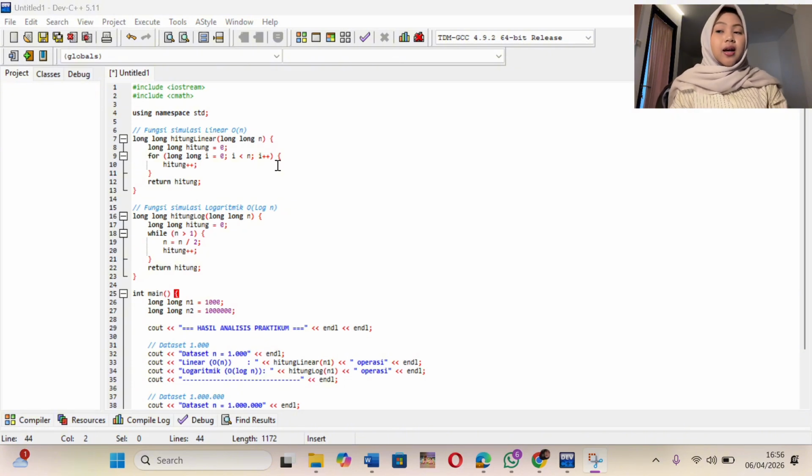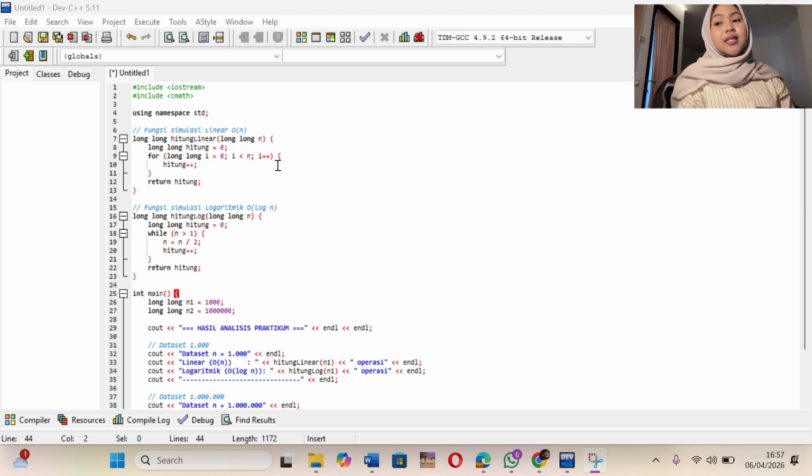Look at that difference. 1,000,000 versus 19, that is the power of a logarithmic algorithm. As the data grows larger and larger, the gap between O of n and O of log n becomes absolutely massive. Why does this matter in the real world?